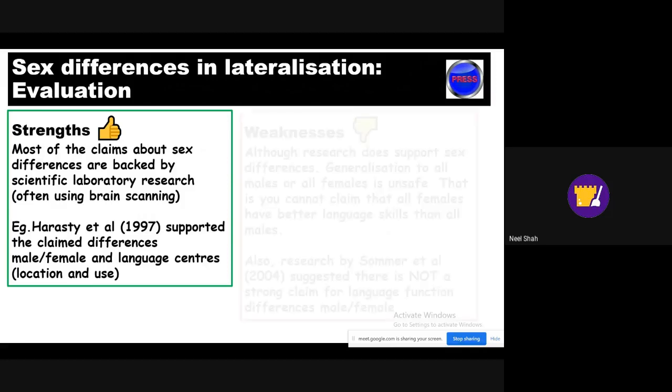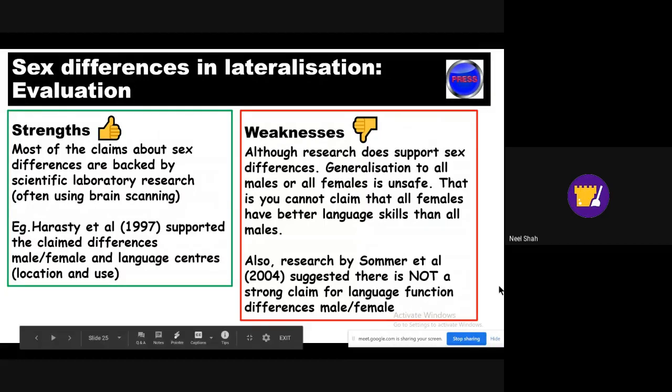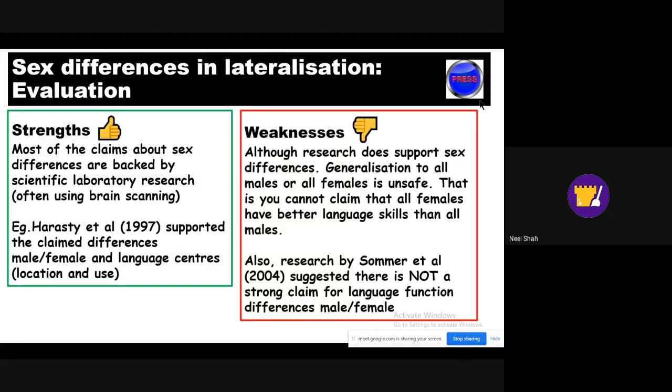But problems with this kind of research, you can't generalize, like we said. Yeah, you can't make this assumption for all men and women. Not all women have better language skills than all men. And actually, there is some research saying there is not a strong claim for this language function difference. So it might be a case that it's just personal preference, personal interest in what you're doing. You could also say it's a historical thing.